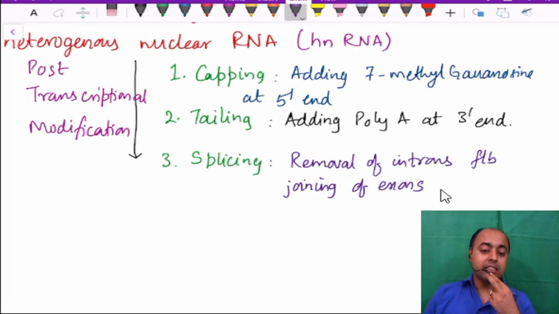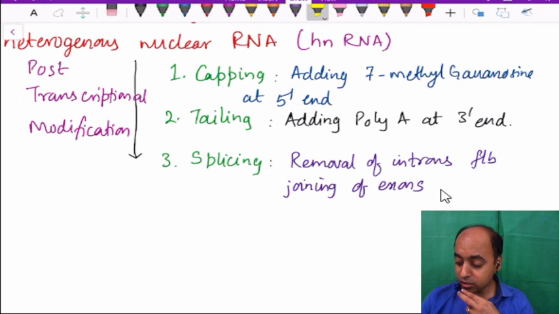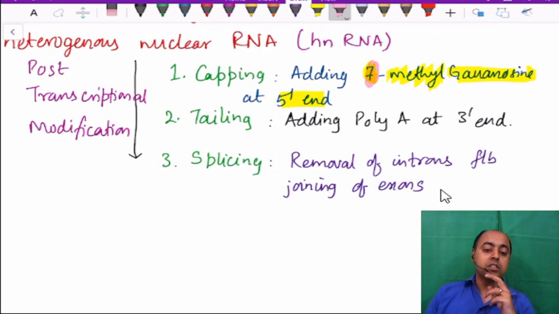Capping, I said, is the addition of 7-methylguanosine. Very frequently we get confused whether it is a 7-methylguanosine or the 5-methylguanosine. Remember, we add it at the 5' end, but always it is the 7-methylguanosine. So this point you have to remember, the 7-methylguanosine is added at the 5' end.